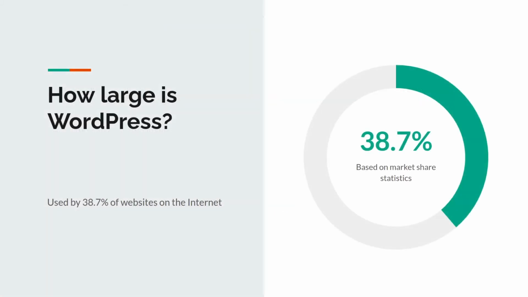Based on market share statistics, WordPress is used by 38.7% of all websites on the internet. This is quite a huge number considering that there are so many websites on the internet right now. So anytime you look at a website, you can think that there's about a 40% chance that it is built on WordPress, and it's quite impressive. You can't deny that.